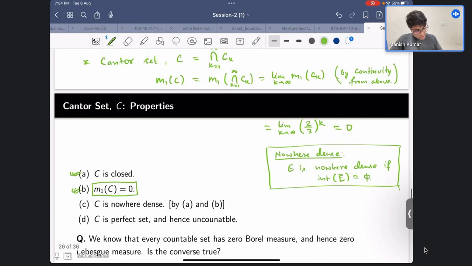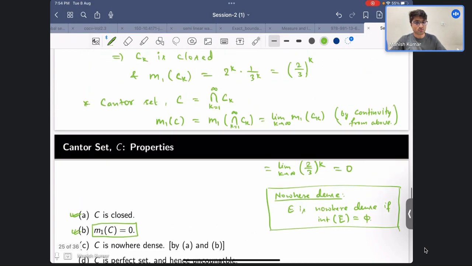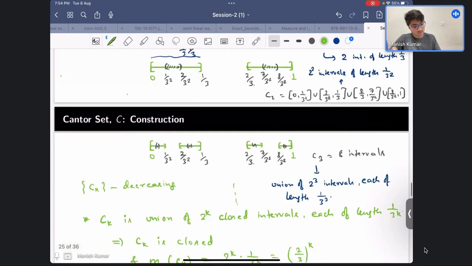Before going to this property, can you tell me some elements of C? How can you say that this is non-empty? Can you tell me some element which is always in C? From the figure, can you tell me?